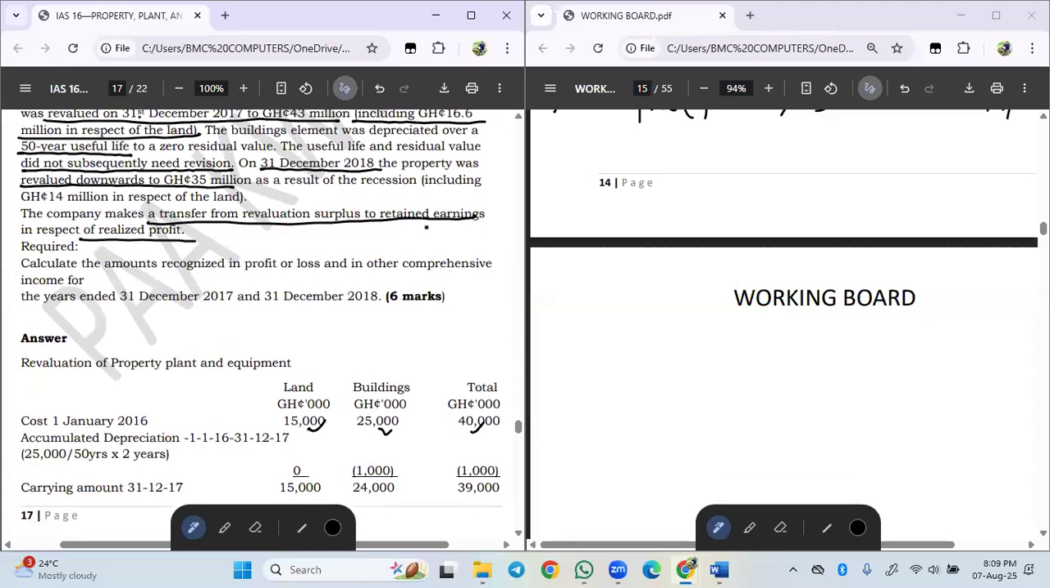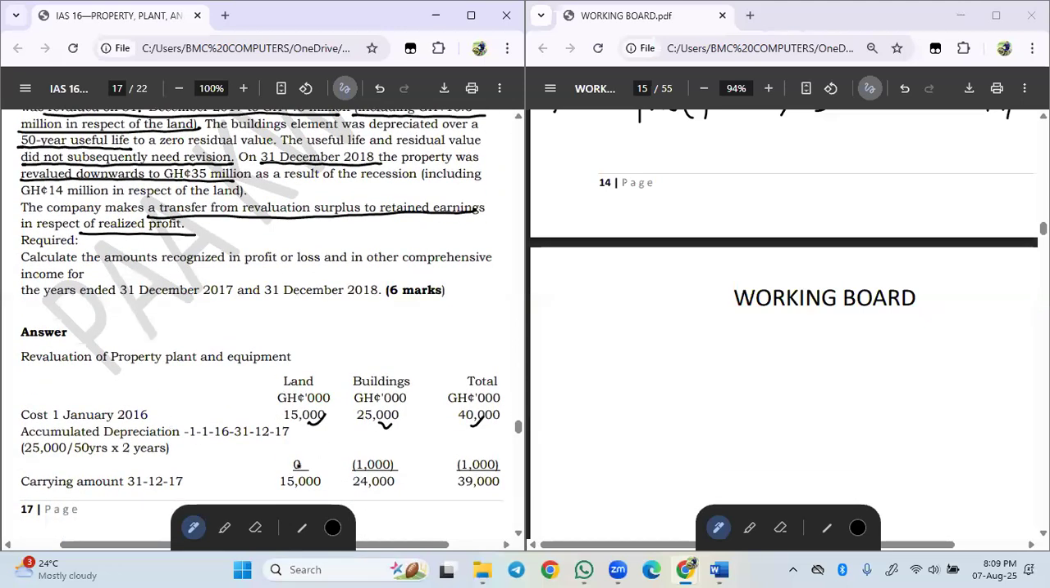Okay, so let's look at their solution. That's what they've done here. We know we don't depreciate land, so it will be a dash. So for building, it will be what?